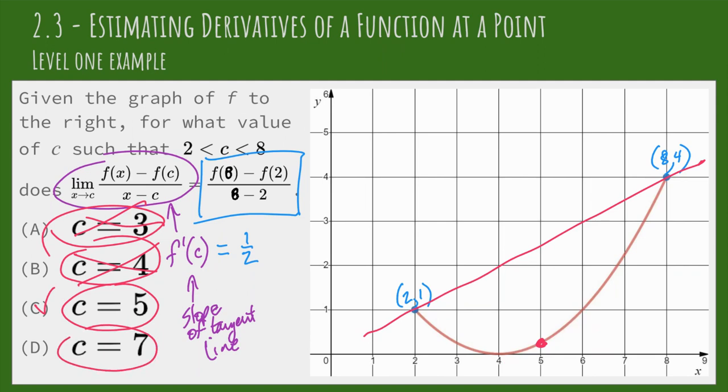At C equals 7, if our point of tangency is at C equals 7, and we visualize a tangent line there, let me try drawing that again. It looks to me like the slope there is significantly bigger than 1/2. In fact, the slope there looks like it's more than 1. So it's pretty obvious that the slope at that point is not going to work. By having this as a multiple choice question, we can estimate the derivative as the slope of the tangent line at each of these points and narrow it down to C equals 5.